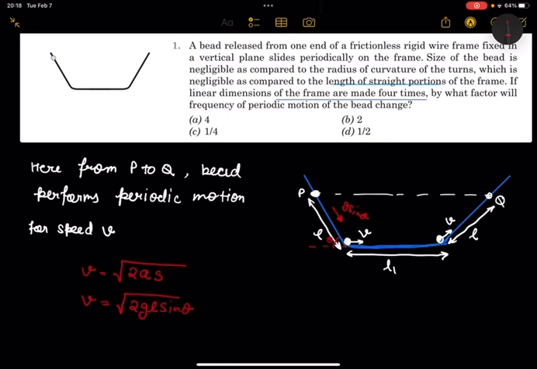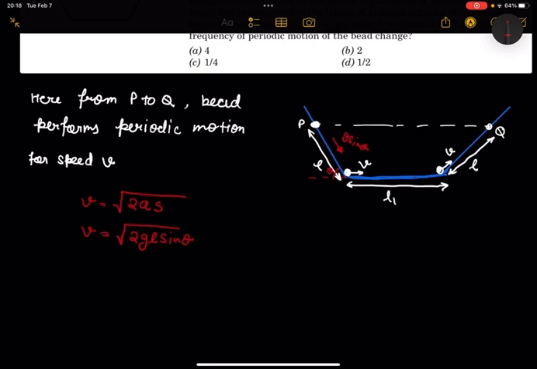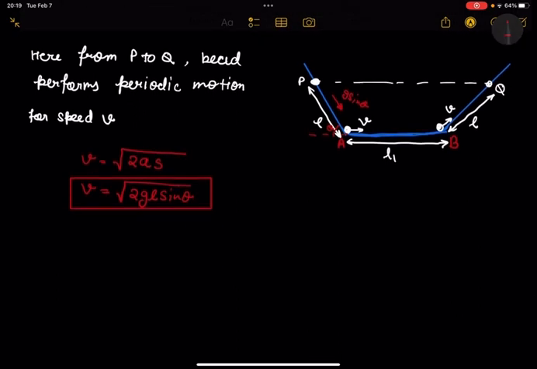Okay, after calculating the velocity, now I want to go one by one. Suppose P to A and A to B and then Q. So what is the time taken by the particle to reach the point A from P?